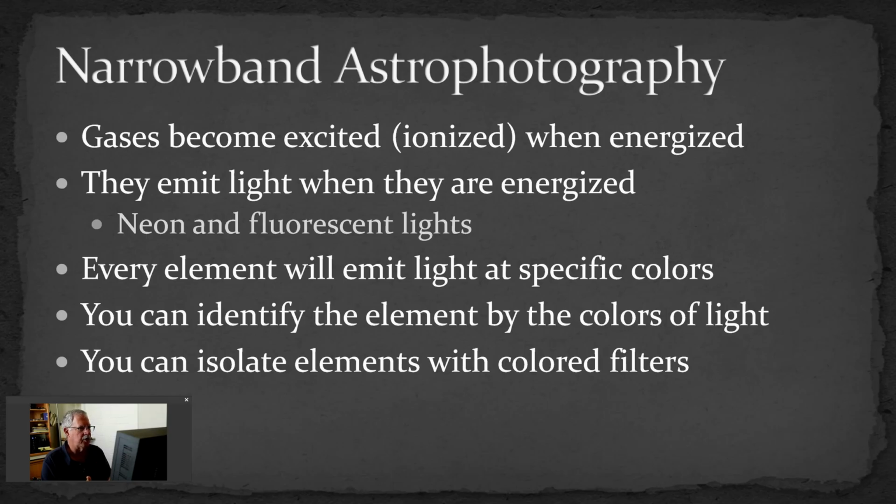But as you know, gases become excited or ionized, and when that happens, they emit light. They actually glow. And every different gas glows at a very specific color. Hydrogen, oxygen, and sulfur are the three most common in astrophotography. Each has a different color that it emits. So we can use colored filters to isolate those specific colors.